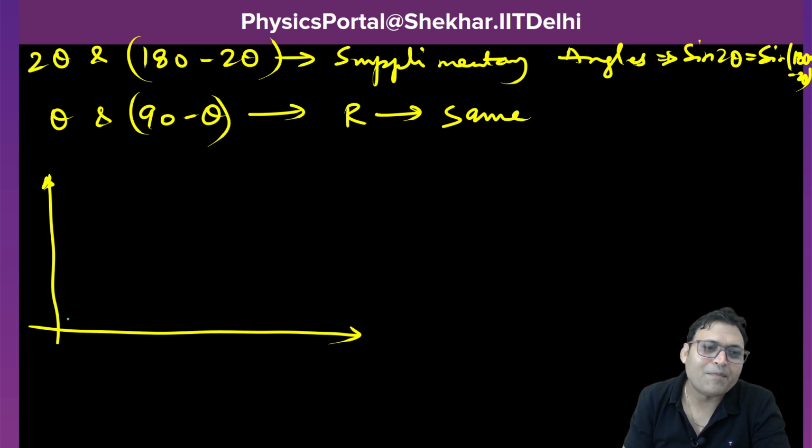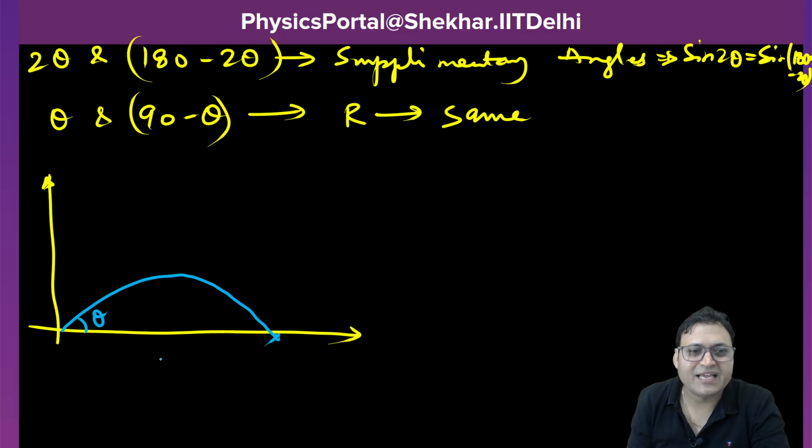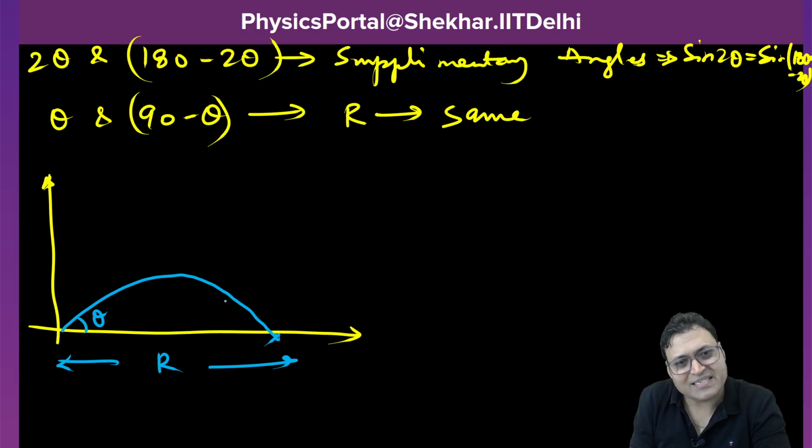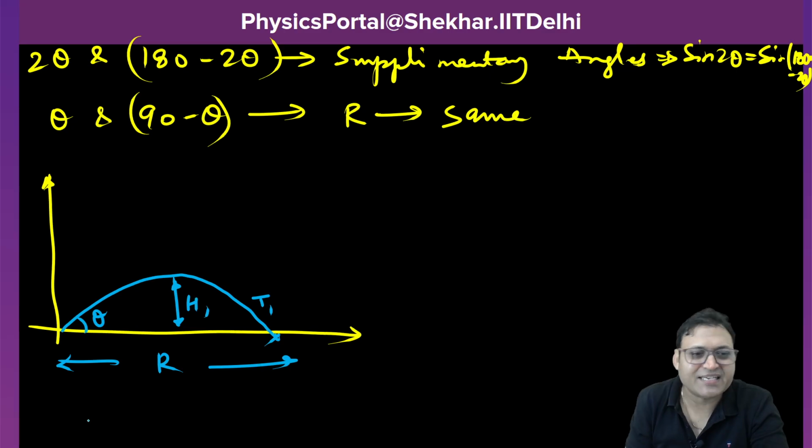If we throw a particle at angle theta, the range will be this. The time taken by the particle, let us say the time of flight, is t1, and the maximum height is, let us say, h1.